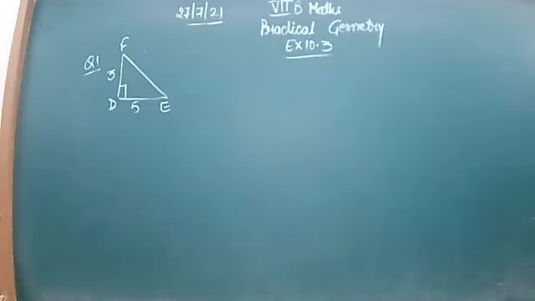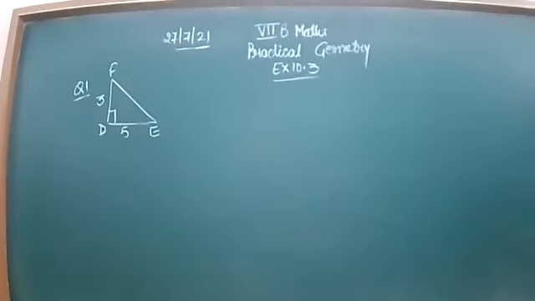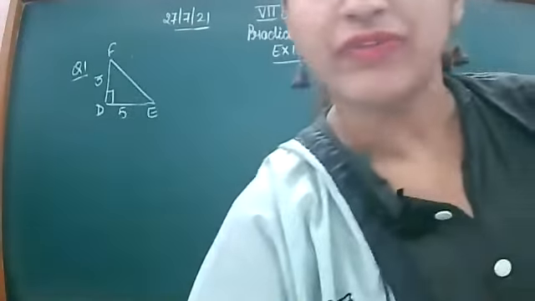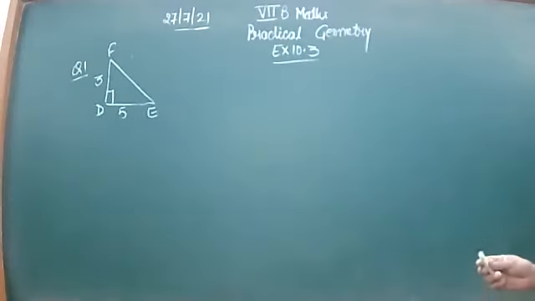Yesterday we had discussed exercise 10.2 practical geometry. Now let's start with the next exercise. In this exercise, two sides are given and one angle is given. Name of the triangle is DEF, angle D is given. Whatsoever angle is given, you will always take that angle in the base. Like angle D is given, so you will take that angle in the base. Is it okay? DF is given as 3, DE is given as 5.